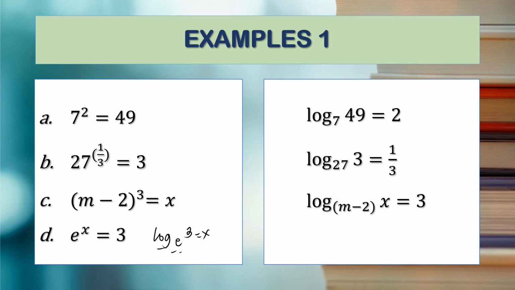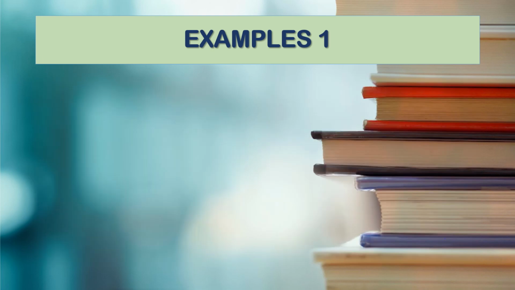Now this form is equivalent to the natural logarithm. So we are going to rewrite this in logarithmic form: ln of 3, or natural logarithm of 3, is equal to x. Next set of examples, we have 1/2 raised to negative 2 equals 4. In logarithmic form, we have log of 4 with base 1/2 equal to negative 2.